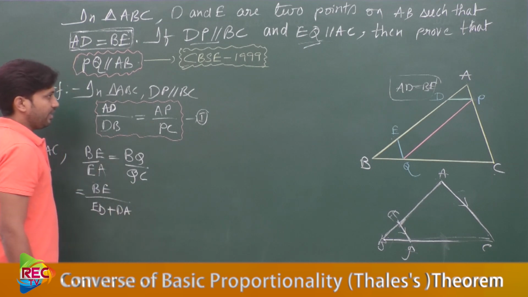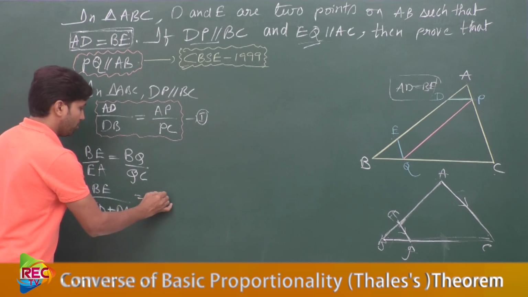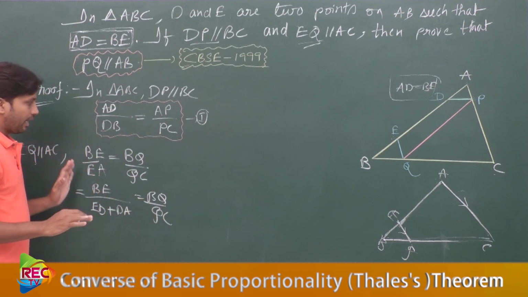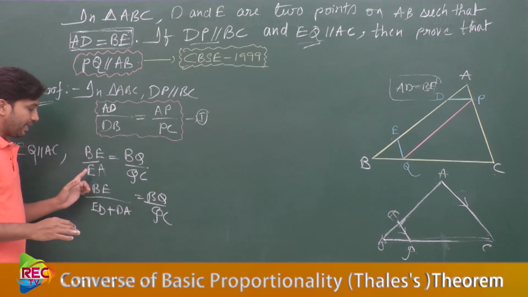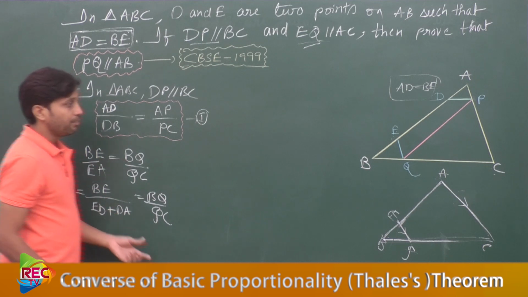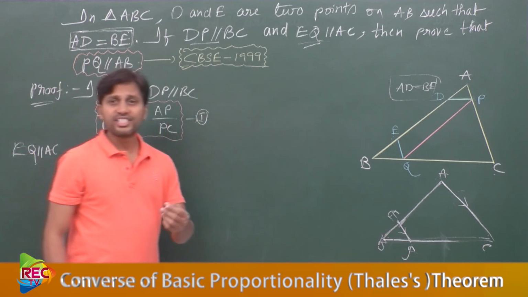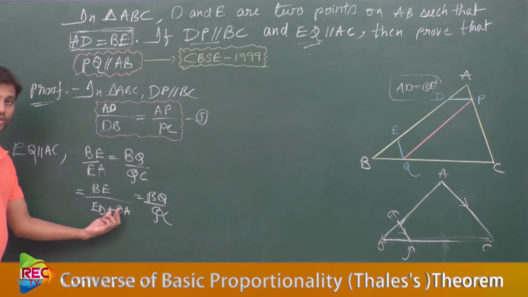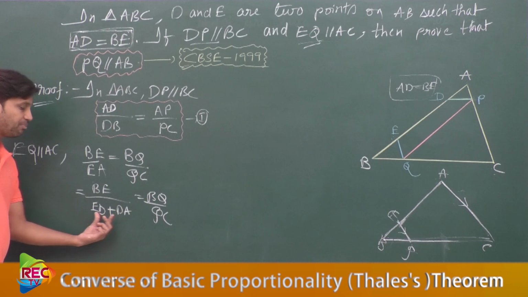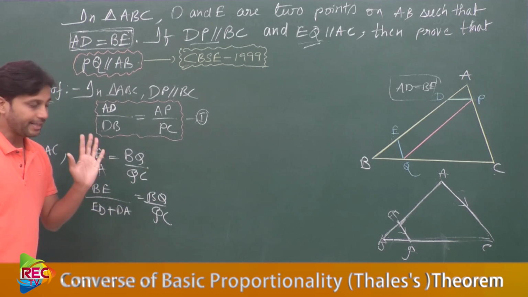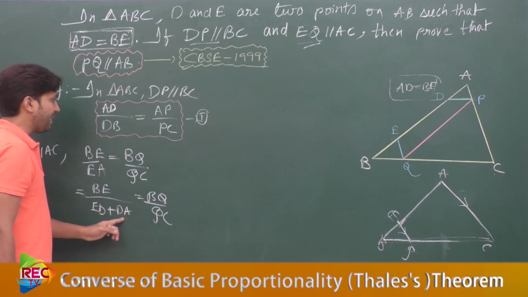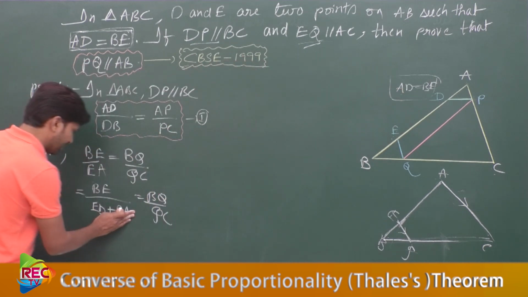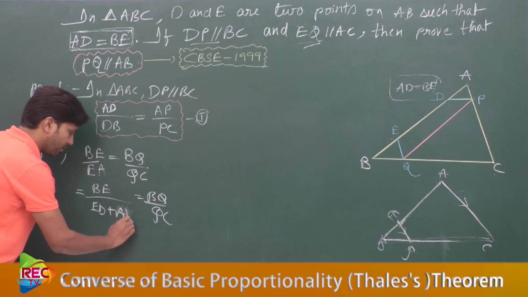Now you just see here, BQ by QC. I took another condition, the second condition based on QE, and I just adjusted the denominator part. I split the denominator part into ED plus DA. Now just see here, DA is equal to what? DA or AD is the same or not? So okay, let us write it AD.